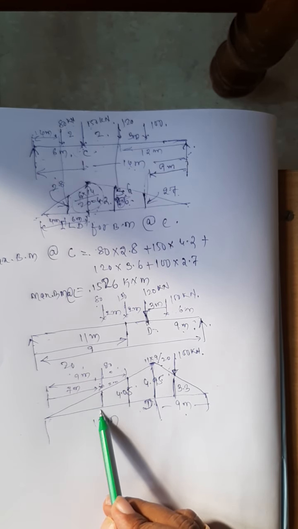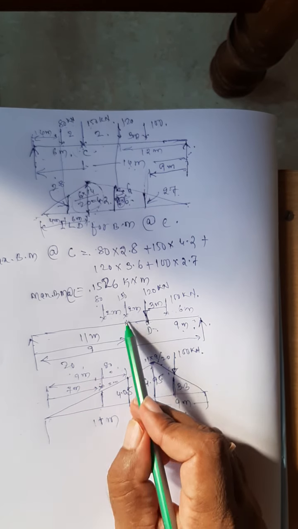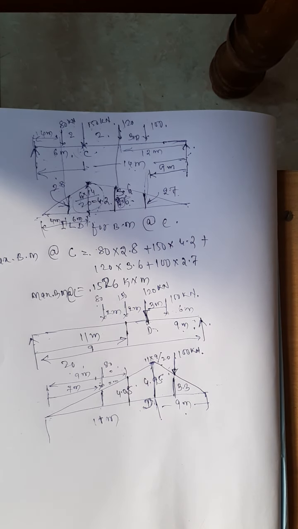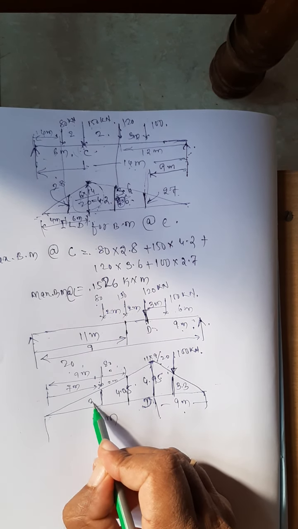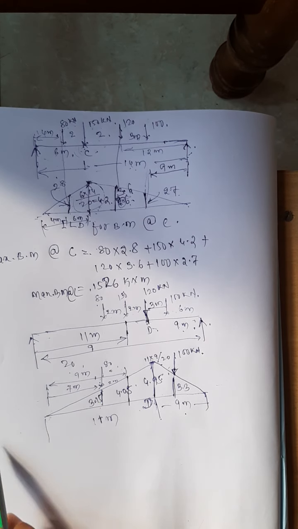Next is 4.95 divided by 11 into this distance. This distance is nothing but how much? This is 9, means this will be 7. So 4.95 divided by 11 into 7 is equal to 3.15. Yes, you got all ordinates.